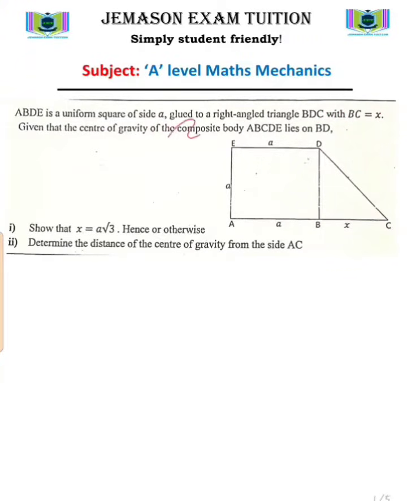Given that the center of gravity of the composite body ABCDE lies on BD, Roman 1, show that X equals A root 3. Hence or otherwise, Roman 2, determine the distance of the center of gravity from the side AC.